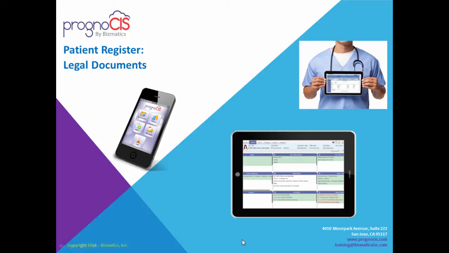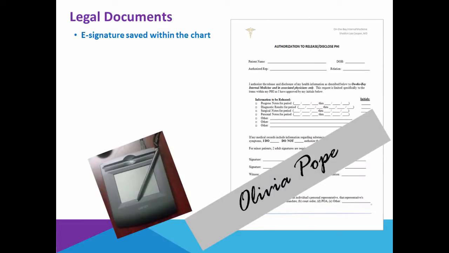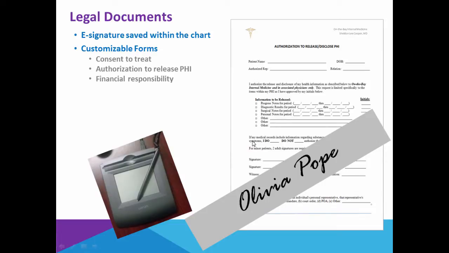The legal documents feature in Prognosis enables you to get the patient's electronic signature and store the handwritten signature in the system attached to the applicable form. Now, all legal documents are customizable. Things such as consent forms, authorization to release information, financial responsibility, and so on.